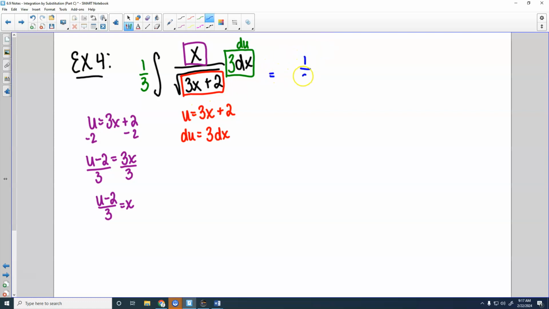All right. Here we go. On the top we've got u minus 2 over 3. In the bottom, right there's my u, so I've got the square root of u. And I've got du over here to the side. Little fractions inside of fractions. That's a nightmare, right?